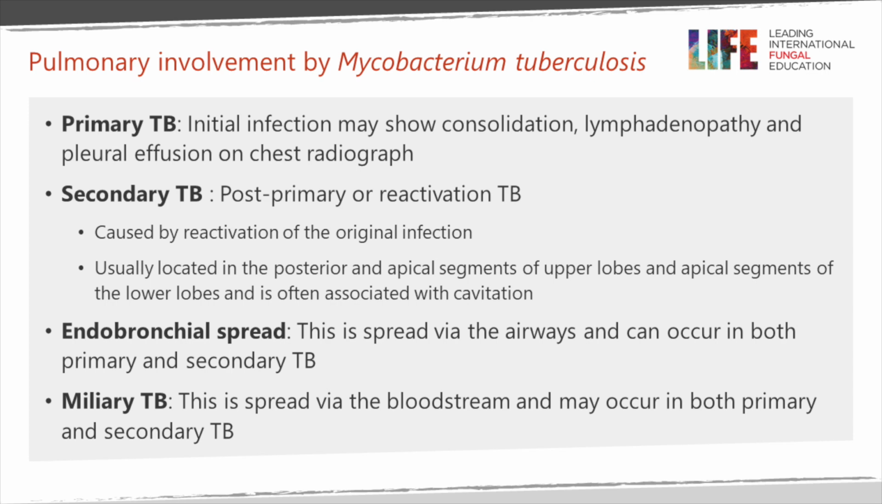Miliary TB is when the blood vessels are invaded by the infection, and this then goes into the pulmonary veins, through the heart and out into the systemic circulation, causing very widespread seeding of small areas of infection.